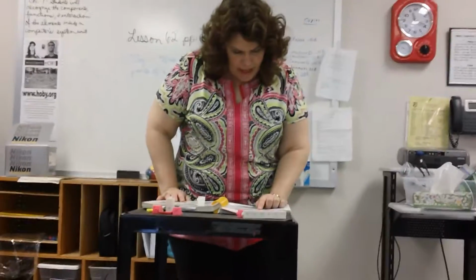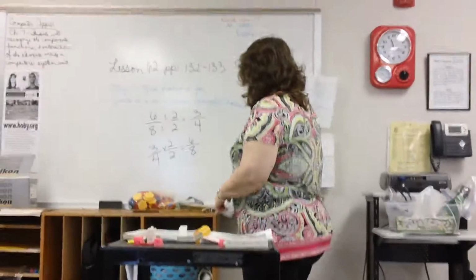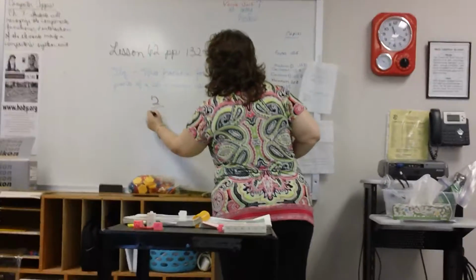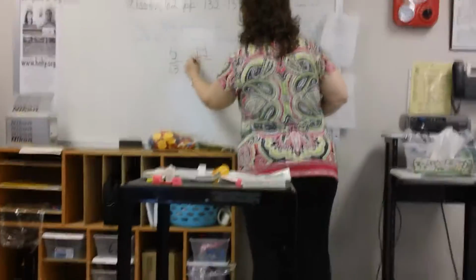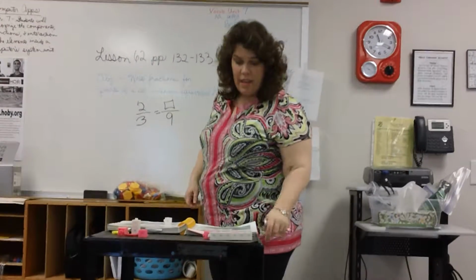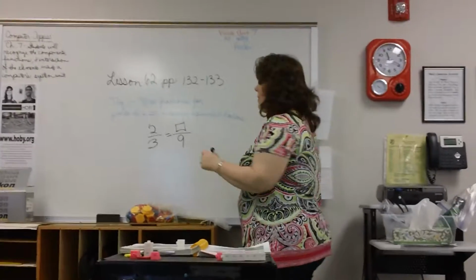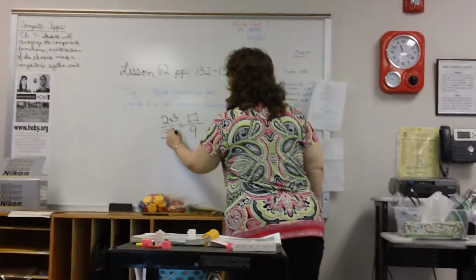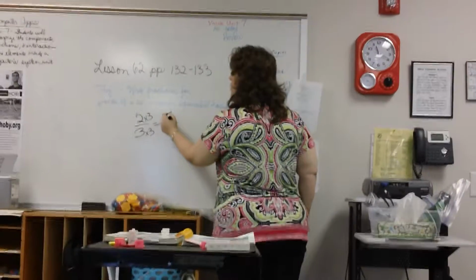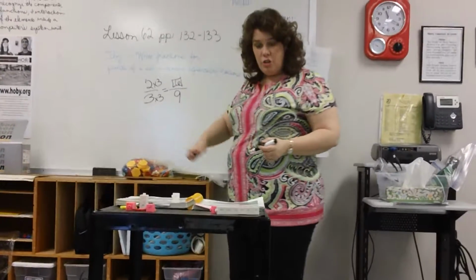Now, if you look at your book at the bottom, it says 2/3 equals how many ninths? Well, I'm trying to find an equivalent fraction with 2/3. The way I do that is just pick a number. The book picked the number 3 and multiplied the numerator and the denominator by 3. 3 times 3 equals 9. So 2 times 3 equals 6. So 6/9 is equivalent to 2/3.